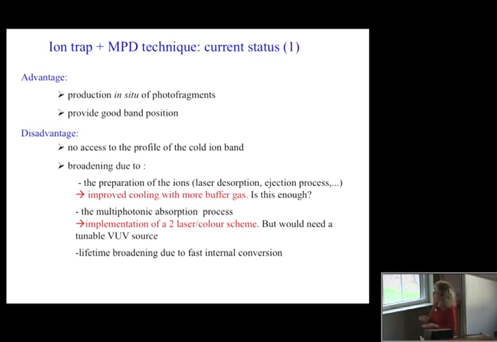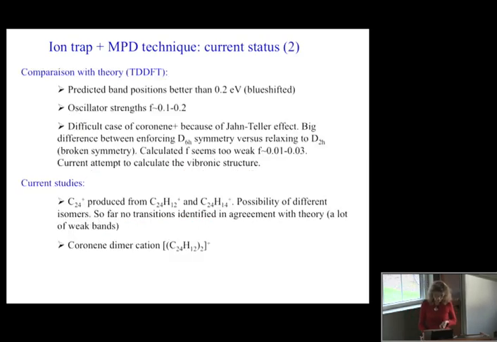And broadening can be due to different reasons. Some are due to the experiments, or the preparation of ions and the cooling. Is the buffer gas cooling enough? And also the multiphoton absorption process. But also there's this lifetime broadening due to fast internal conversion, and this we have to live with.